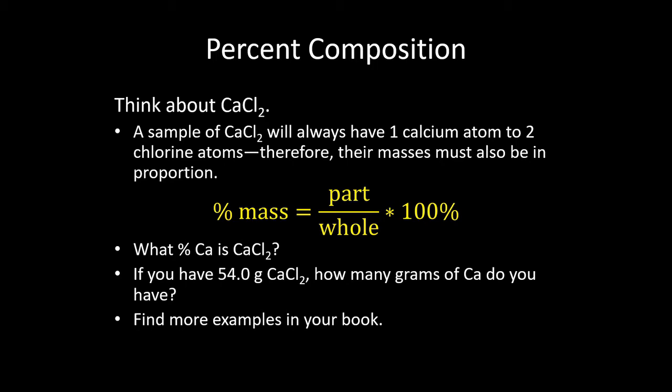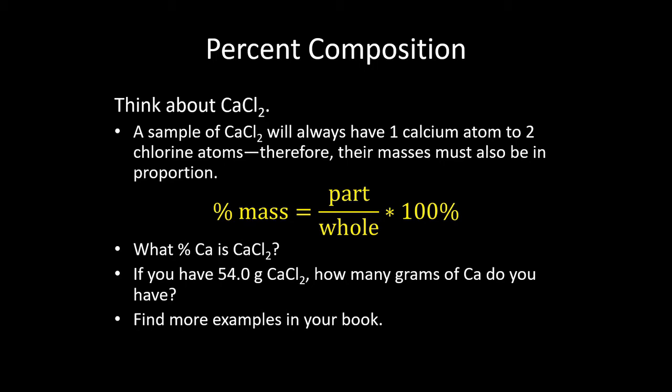So because the number of atoms is always in that ratio, the masses are also going to be related to each other by a certain ratio. It's not going to be 1 to 2 because the atoms aren't the same size, but they will still be proportional to one another. There'll be a relationship between the mass of the calcium and the mass of the chlorine for any sample of calcium chloride, no matter how big or small.